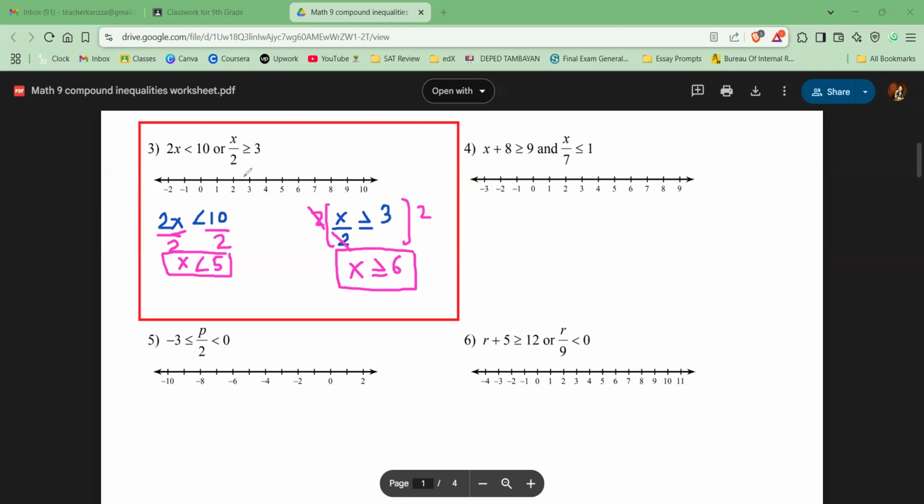So to graph, you have x is less than 5, so that one's higher, and then x is greater than or equal to 6. So the right one's higher. Next, let's do number 6. Okay, try it on your own.